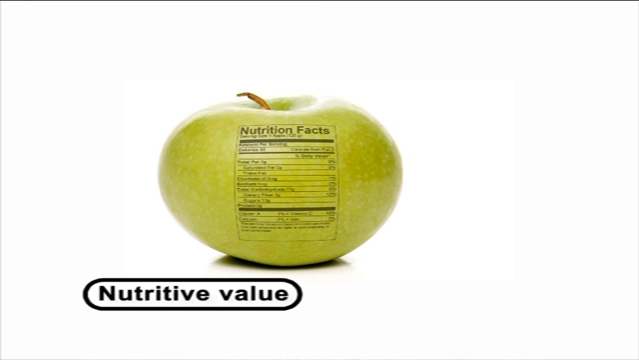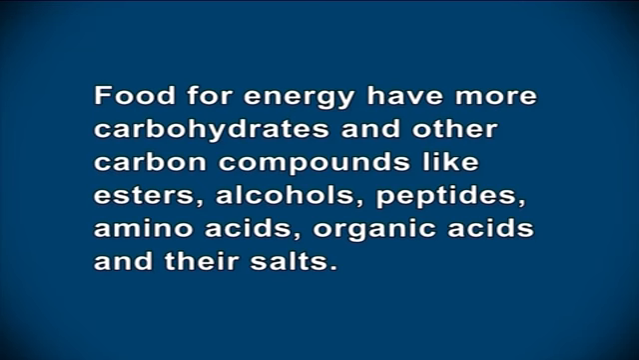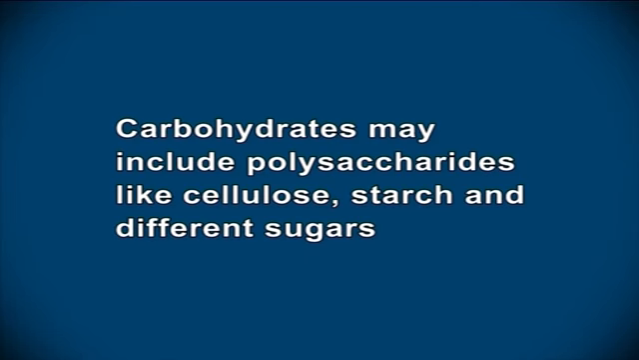Nutrient content. Nutritional quality of food in terms of its chemical composition and nutritive value, that is nutrients, their proportion and growth promoting ability, are important for growth of microorganisms. Food for energy has more carbohydrates and other carbon compounds like esters, alcohol, peptides, amino acids, organic acids and their salts. Carbohydrates may include polysaccharides like cellulose, starch and different sugars.